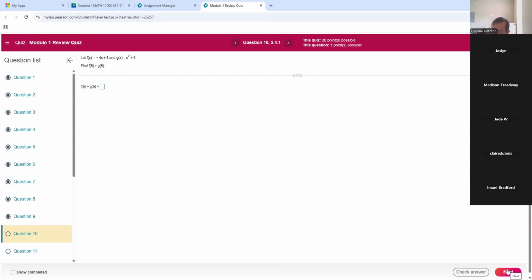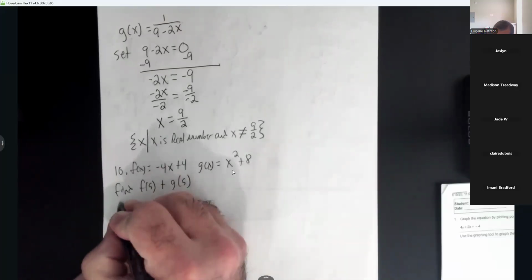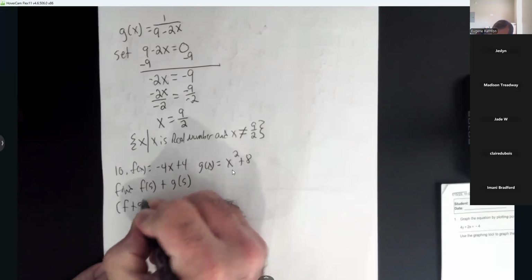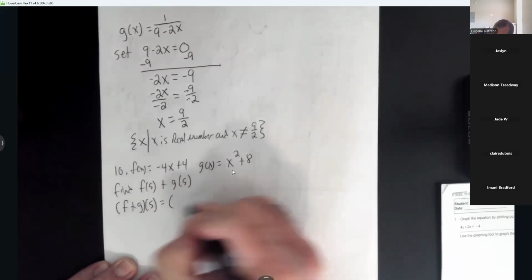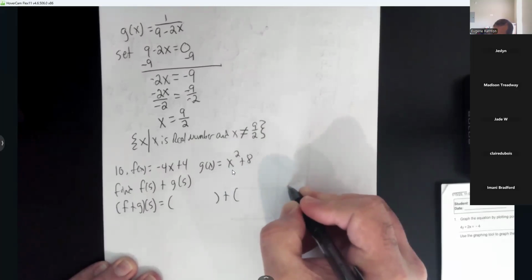All right, so this is 10. They're giving me f of x equals negative 4x plus 4. G of x equals x squared plus 8. They want me to find f of 5 plus g of 5. So we're just going to put 5s in for both the x's, it looks like. Okay? So f of 5 plus g of 5 is like f plus g of 5. It's going to equal my f plus my g.